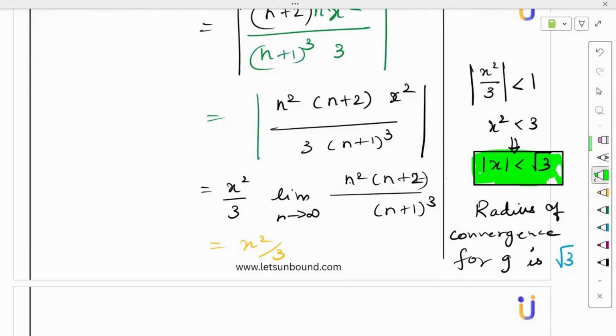Why we are saying it's less than 1 means, by the ratio test, the given series will converge if your result for a(n+1) by a(n) is less than 1. That's why we are giving less than 1 and solving further.